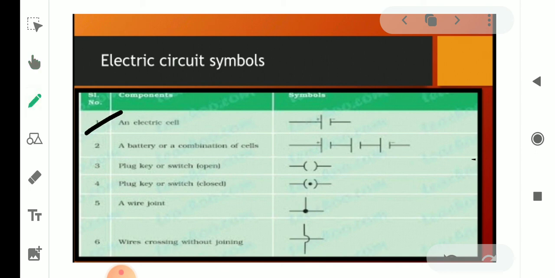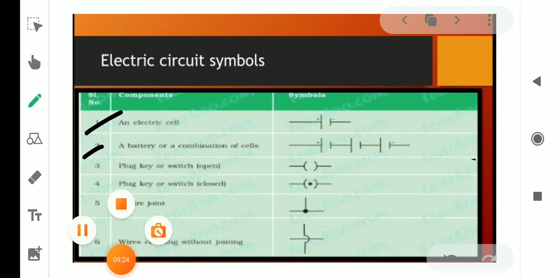The first one, an electric cell. Yes, you all know that an electric cell is a source of electric current, and a battery is also a source of electric current, which provides a potential difference in the electric circuit. Okay, so first let us study the first component, that is the electric cell.